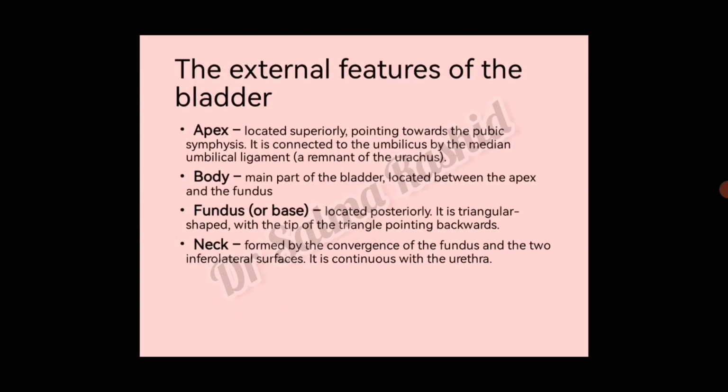The external features of the bladder: it has an apex, which is located superiorly, pointing towards the pubic symphysis. It is connected to the umbilicus by the median umbilical ligament, which is a remnant of the urachus. Then it has a body, which is the main part of the bladder, located between the apex and the fundus. The fundus, which is also the base of the bladder, is located posteriorly. It is triangular shaped with the tip of the triangle pointing backwards. And it has a neck formed by the convergence of the fundus and the two inferior lateral surfaces. It is continuous with the urethra.